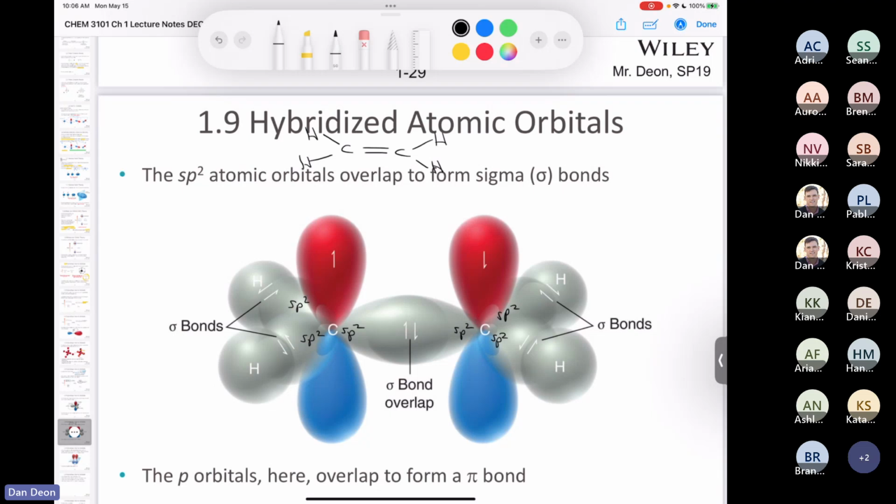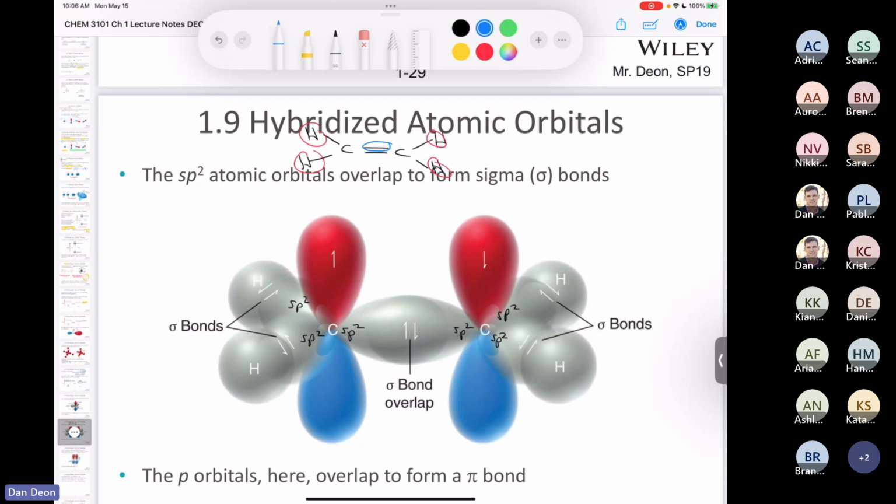Each one has one electron in it. They're overlapping with the 1, 2, 3, 4 hydrogen atoms. Here they are, 1, 2, 3, 4. Okay, and then I'm just going to delete those just to clear it up. Then the pi bond, which is the other bond, results from the side-to-side overlap of the two p orbitals.